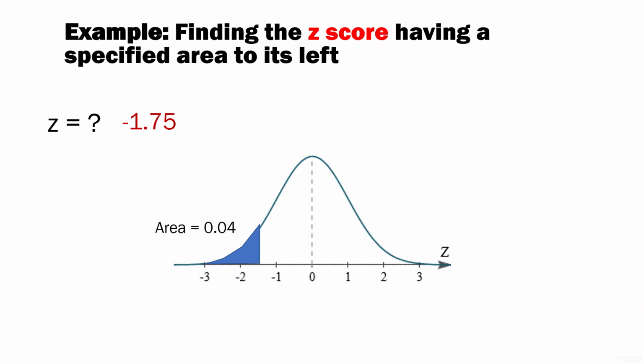That then will be the corresponding z-score. So you look in the body of the table and then you match it up over to that first column and that first row. And so the z-score having an area 0.04 to its left under the standard normal curve is roughly negative 1.75.